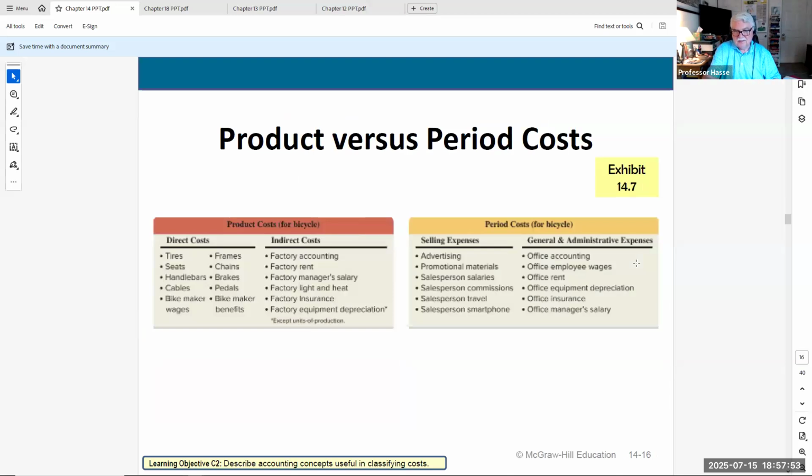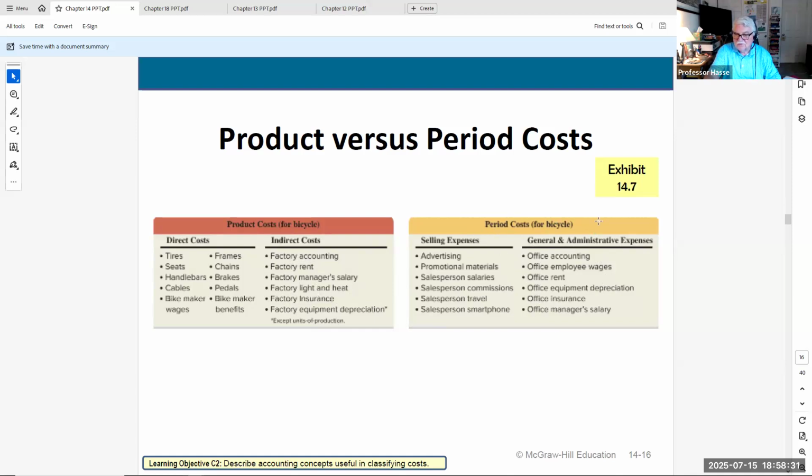And here are some examples of product versus period costs. This is a good slide taken from your textbook. Direct costs are labor and materials for a bicycle. Indirect costs, or overhead, are anything that, as you can see here, is factory related. And then the period costs for the bicycle company are selling expenses and G&A expenses: accounting, HR, office rent. Notice office is the key word there.